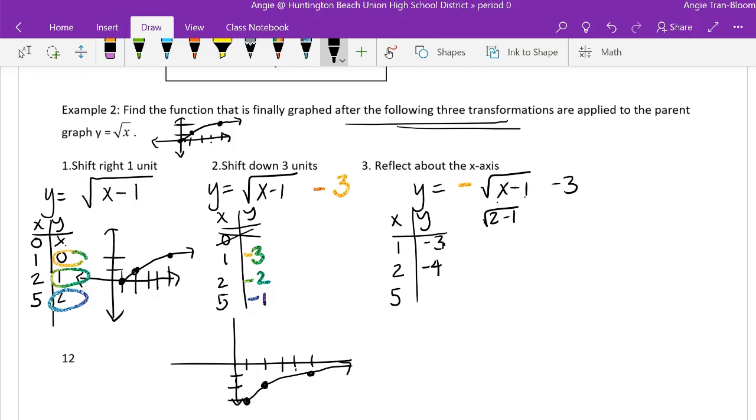Okay, keep on going. Next, 5. Okay, 5 minus 1 is 4. Square root of 4 is 2. 2 times negative 1 in the front is negative 2. Negative 2 minus 3 is now negative 5.